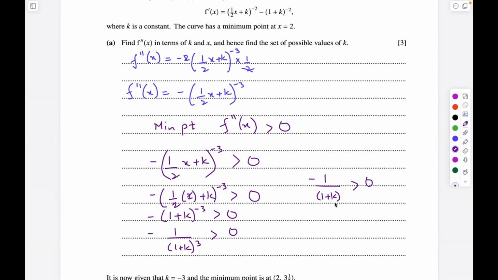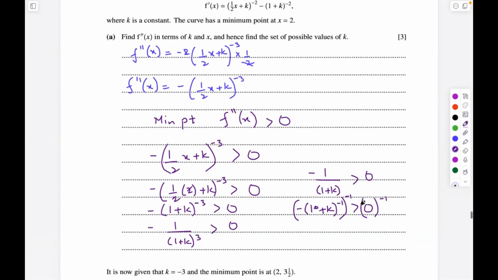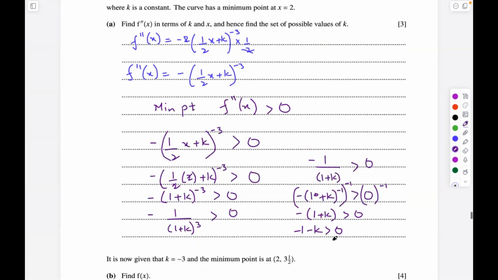Solving this, to find the value of k, we can write it as minus (1 plus k) to the power minus 1 is greater than 0. And to get rid of the minus sign, we can multiply both the sides by minus 1, so to make it positive. 0 times minus 1 will still remain 0. So this will become minus into (1 plus k) is greater than 0. So we'll get minus 1 minus k is greater than 0. Taking k on the right hand side, this will become k is less than minus 1. So the value of k will be less than minus 1.